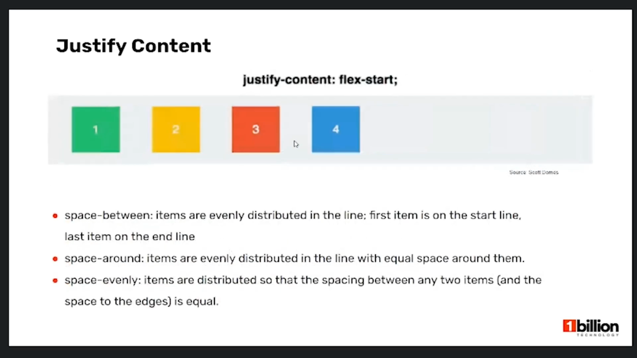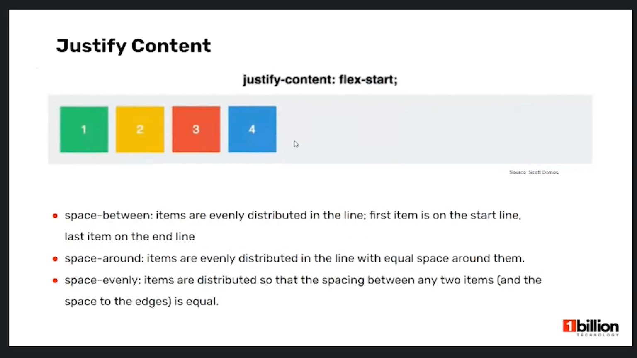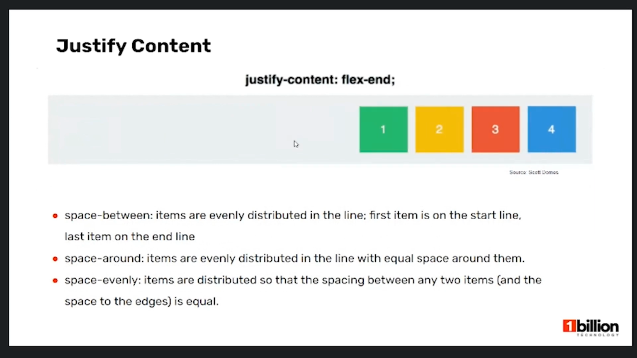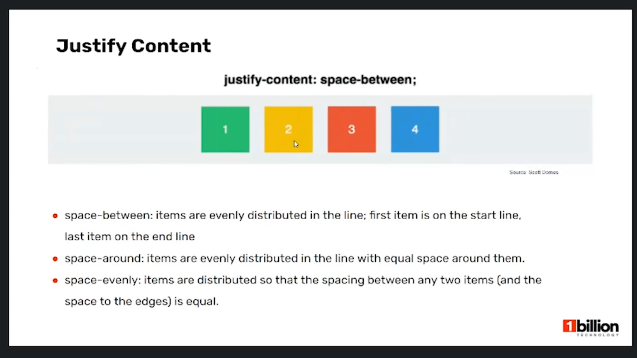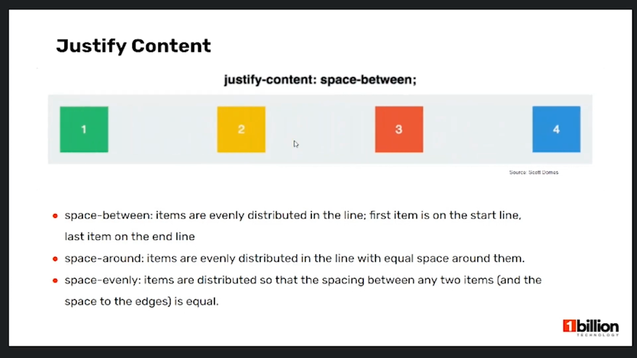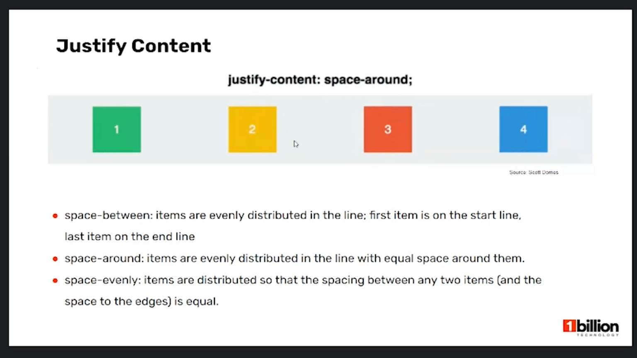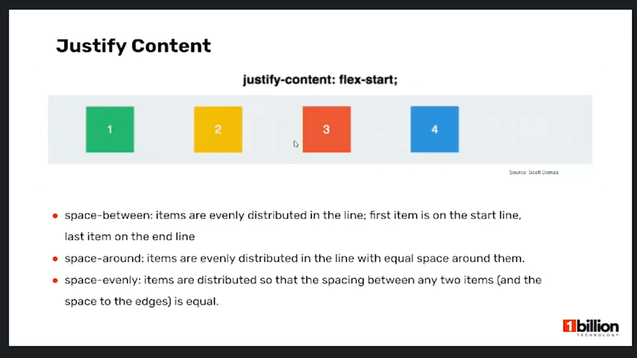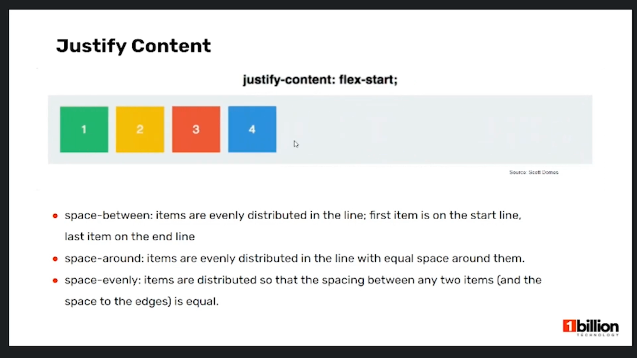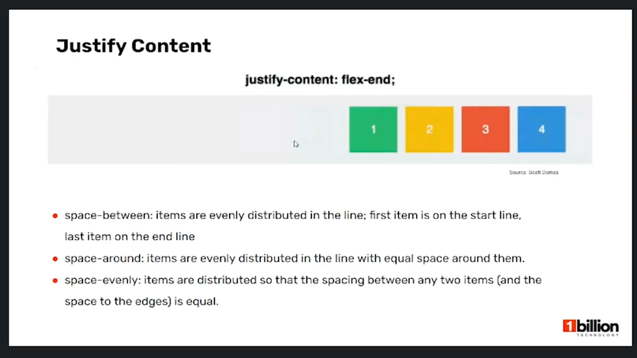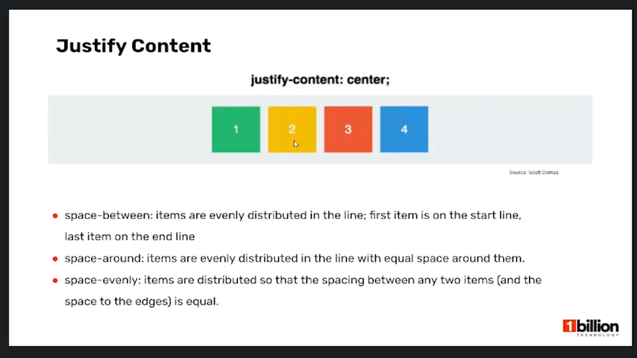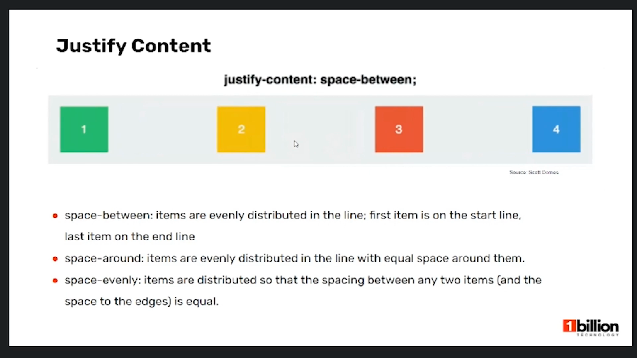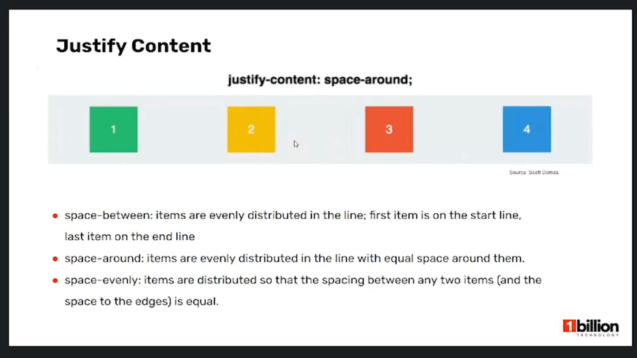And next, here we have another set of properties we can use to align items in the main axis. Space between: items are evenly distributed in the line, and the first item is on the start line and the last item on the end line. Space around means items are evenly distributed in the line with equal space around them. And space evenly means items are distributed so that the spacing between any two items is equal.